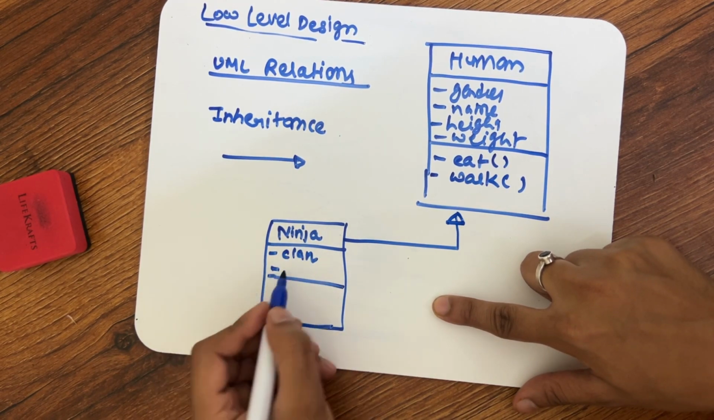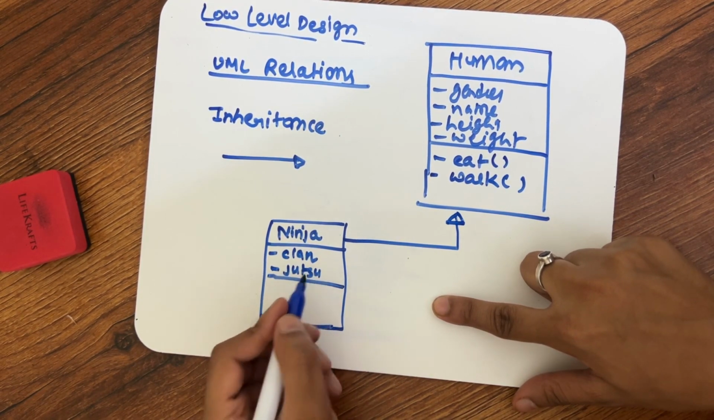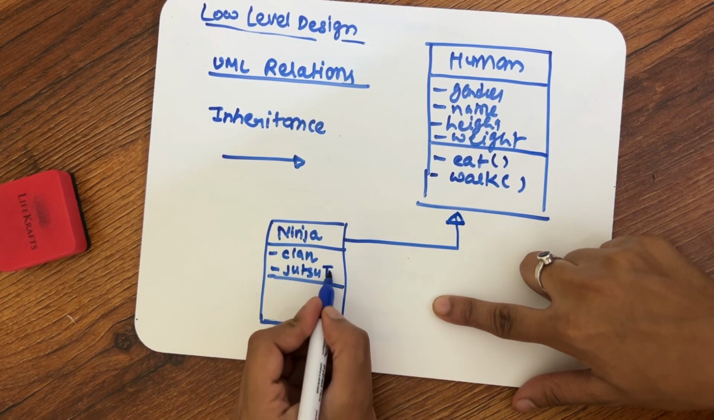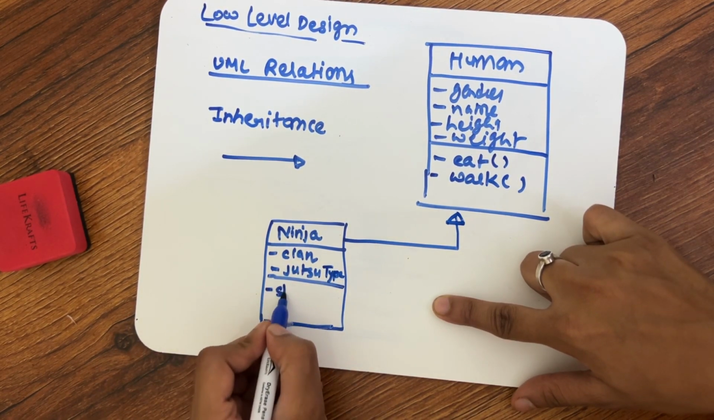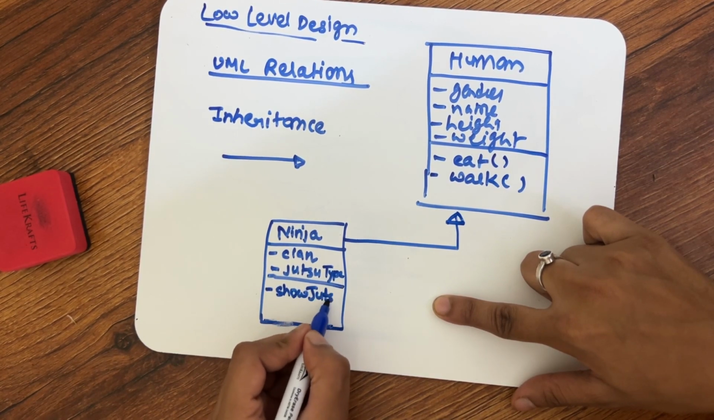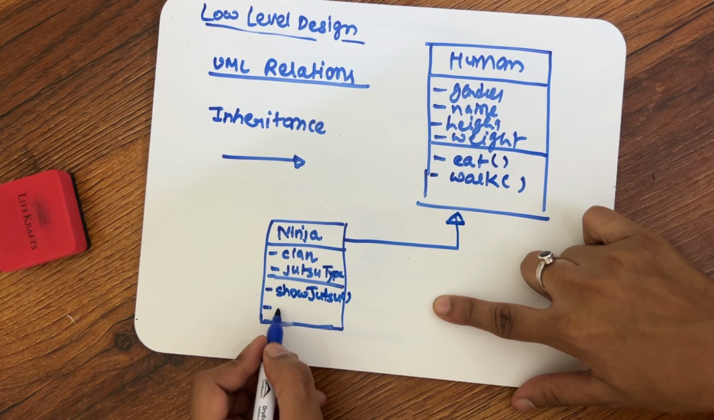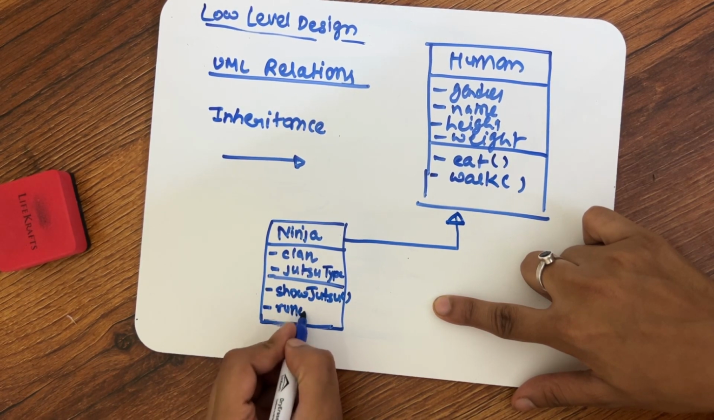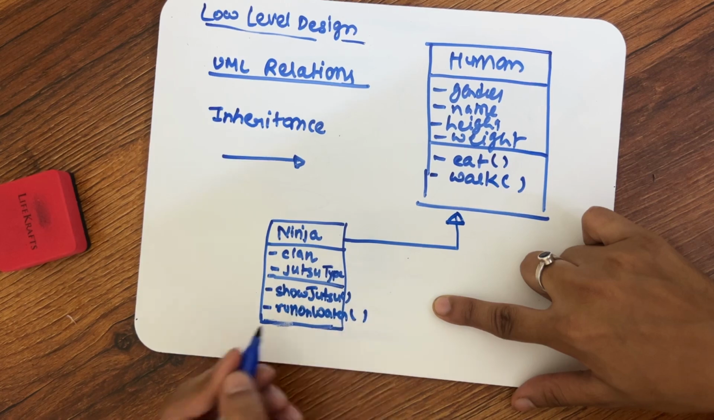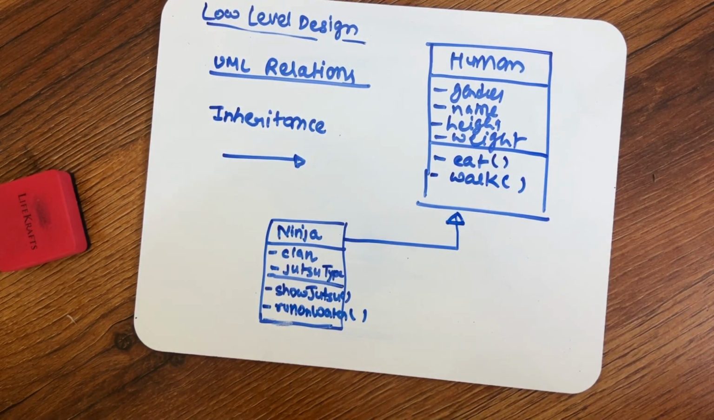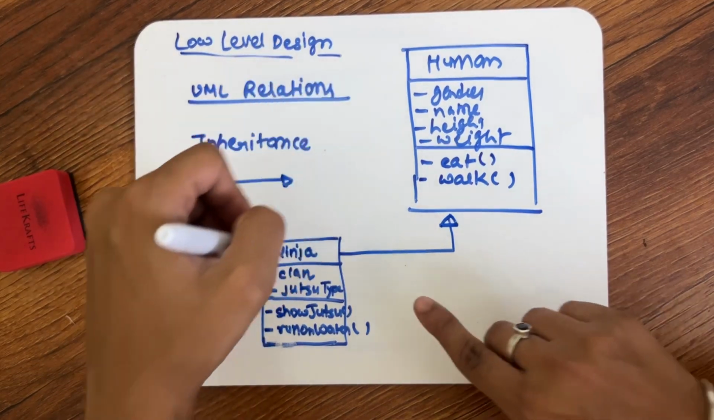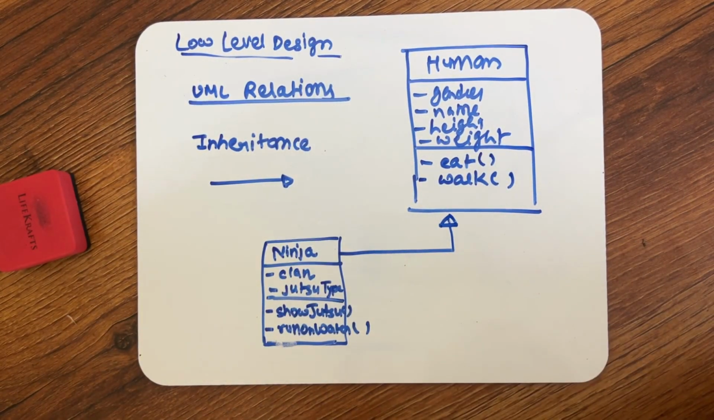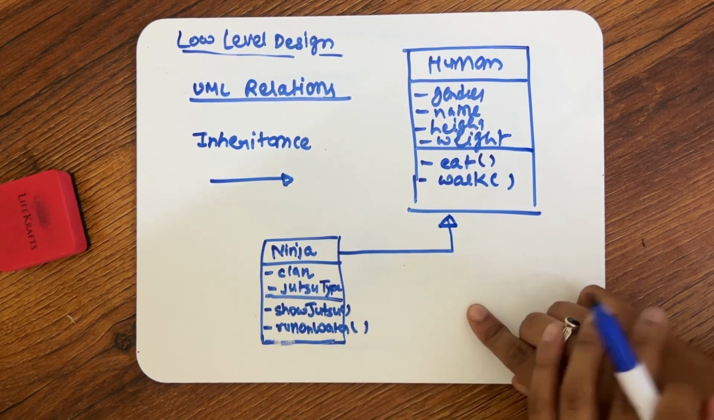So ninja has a clan, jutsu type. Jutsu is a kind of skill that a ninja can have. For example, run on water. So these are basically things a ninja can do, and a lot of other stuff they can do as well. So ninja is also a human, but it has some additional properties. If you know about inheritance, then you must know what I'm talking about. So this way we can show inheritance.